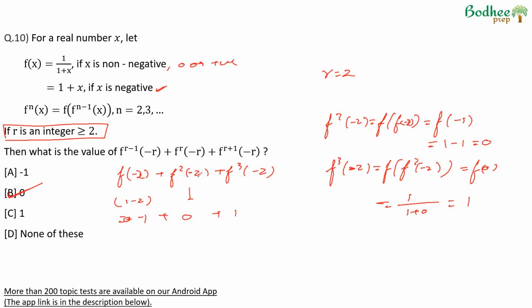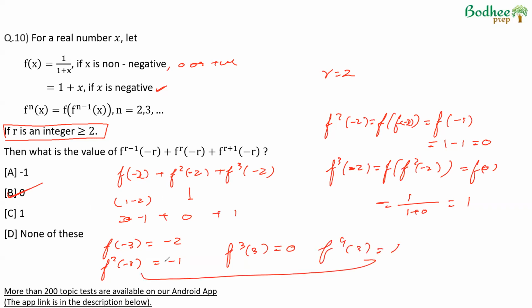Even if you put r as 3, the sum will become 0. If we start with f of minus 3, f(-3) will be 1 minus 3, which is minus 2. f_2(-3) will be f of minus 2, which will come out to minus 1. f_3(-3) will come out to 1 minus 1, which is 0. And f_4(-3) will then become 1. If you look at the three terms, they will always be minus 1, 0, 1, which will add up to 0.